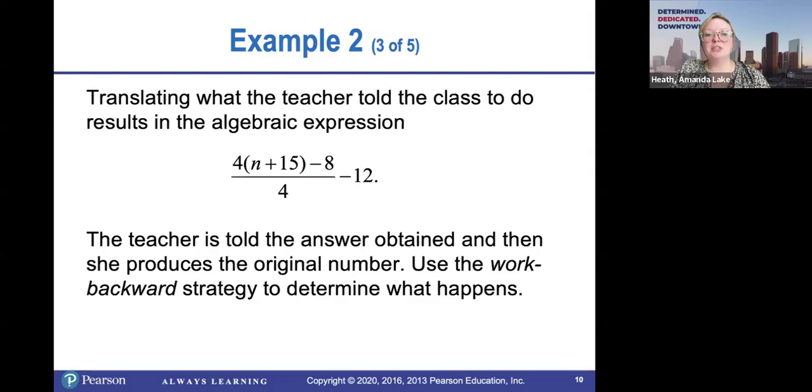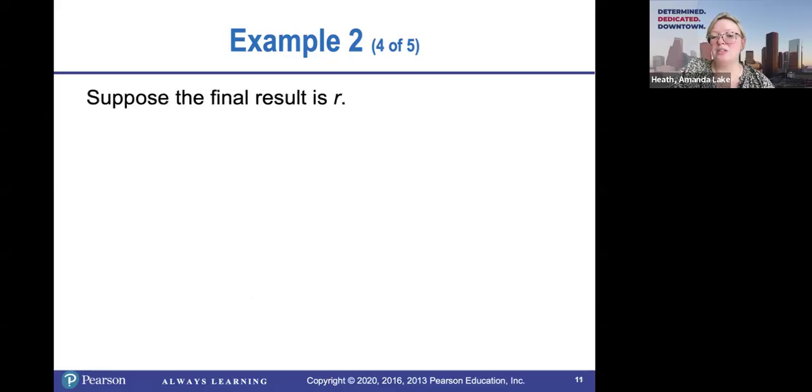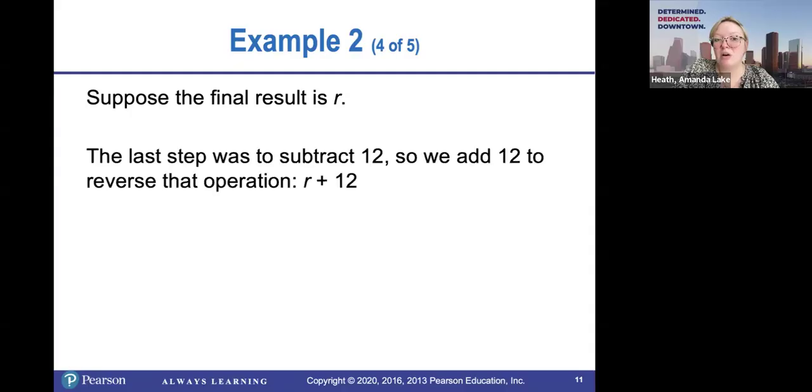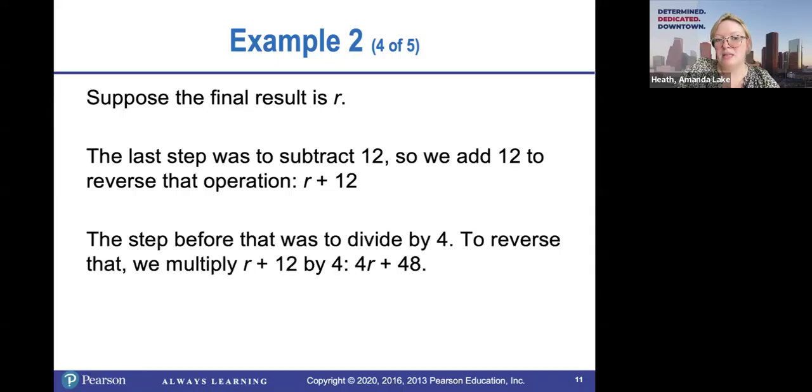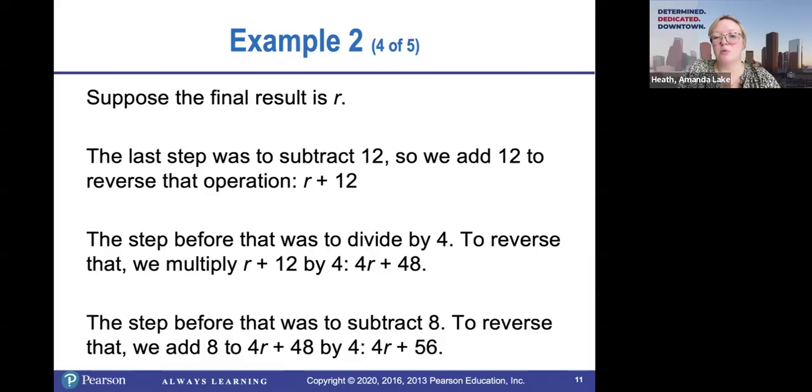So how did the teacher figure this out? The teacher is told the answer obtained, and then she produces the original number. We can use the work backward strategy to determine what happened. So if we determine that the final result is R, then that last step was to subtract 12. So we can add 12 to reverse that operation. Then the step before that was to divide by 4. So we can reverse that by multiplying by 4, R plus 12 times 4.